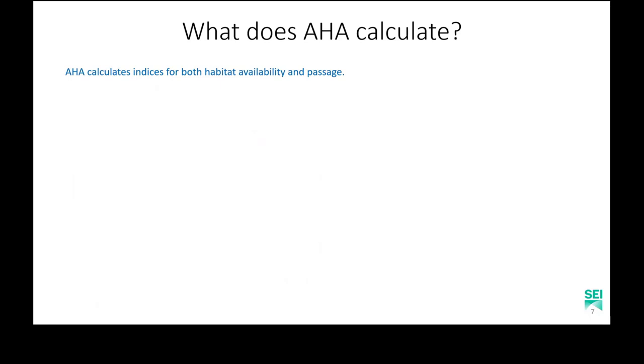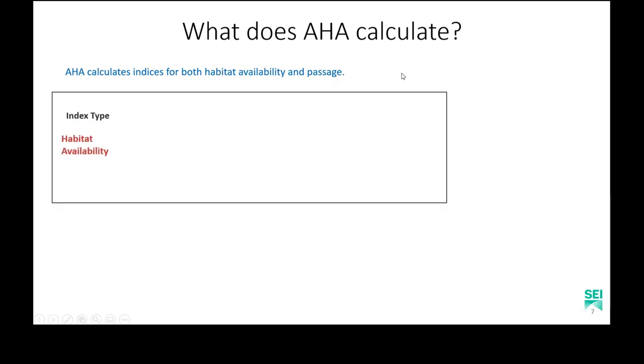So AHA calculates indices for basically two types of results. We have habitat availability and passage. Habitat availability results quantify the surface area of biologically suitable habitat. So how much good habitat is there for the fish species? And then passage looks at, can the species travel up and down the river?